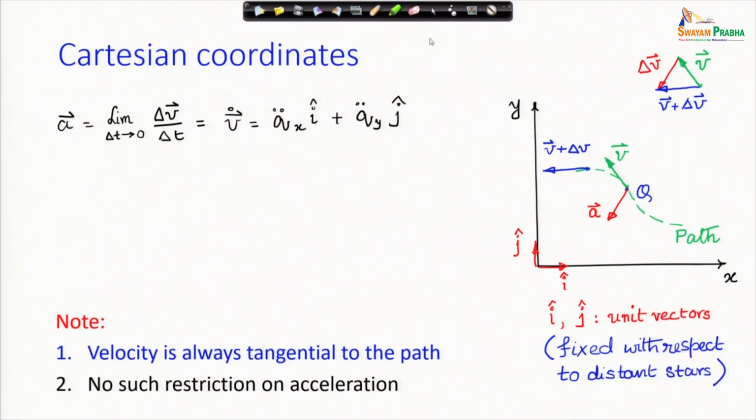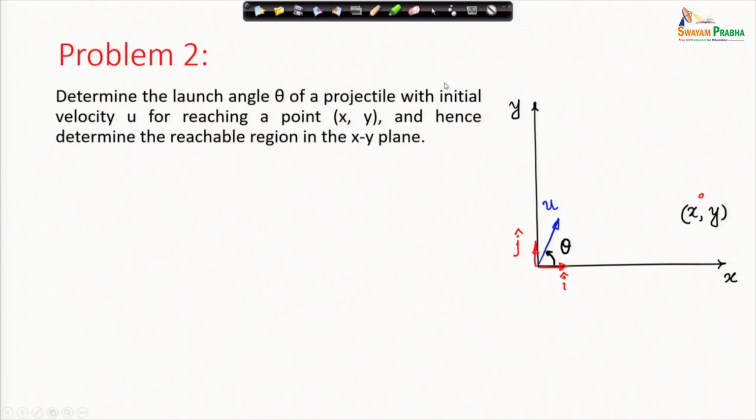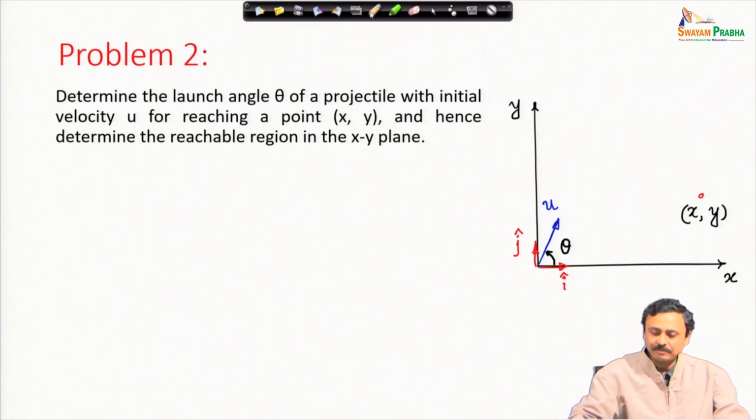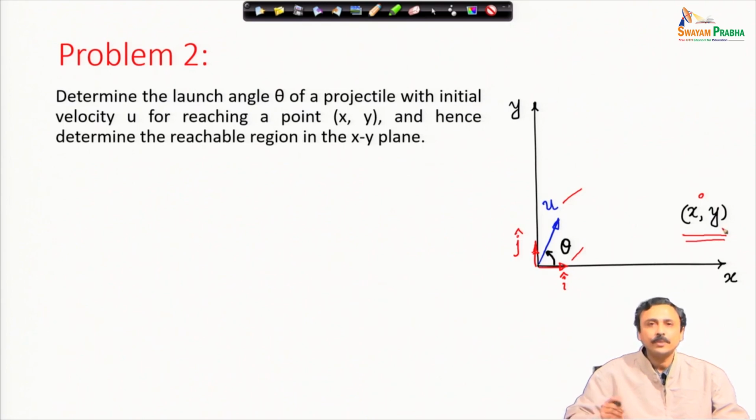Determine the launch angle theta of a projectile with the initial velocity u for reaching a point x y. So, I am launching a projectile. Now, these projectile problems you have done before, so I will go through this quickly. U is the launch velocity. So, this is the magnitude of the velocity vector and it is launched at an angle theta. I want to find out for what theta it will reach x y.